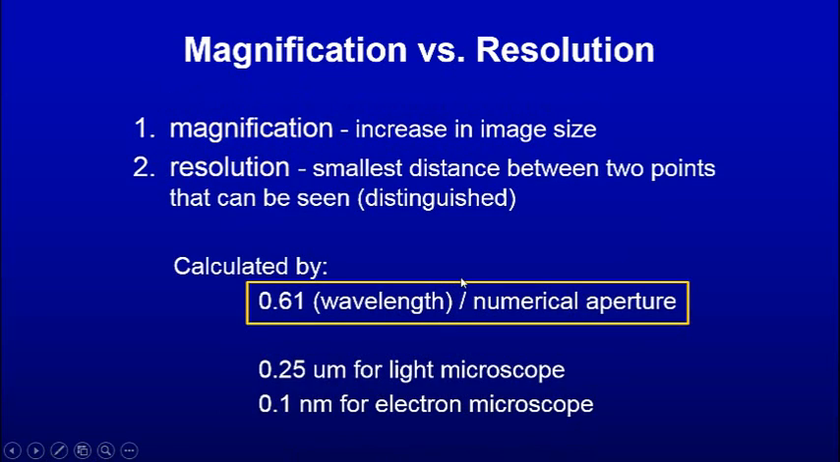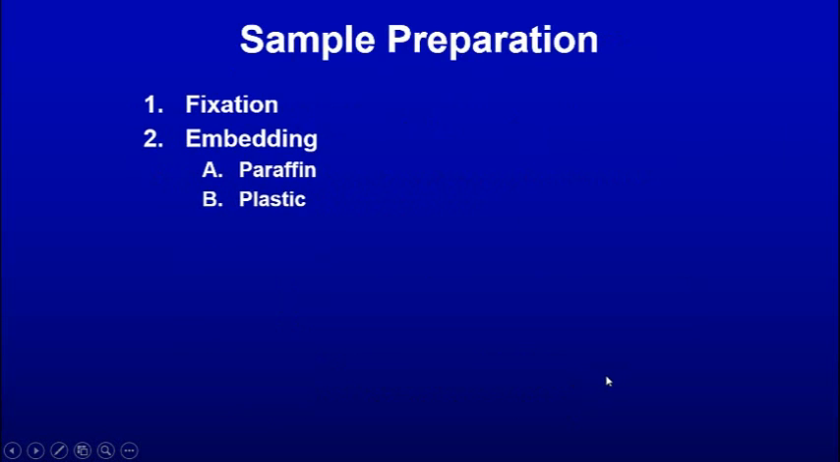So magnification increases size. Resolution actually has a calculated formula. You have a constant, which is 0.161, times the wavelength of light or wavelength of electrons divided by the numeric aperture. And here you can see in light microscopy, we can see micrometers, but with electron microscopy, we can see nanometers. So we have a log difference in the magnification between the two.